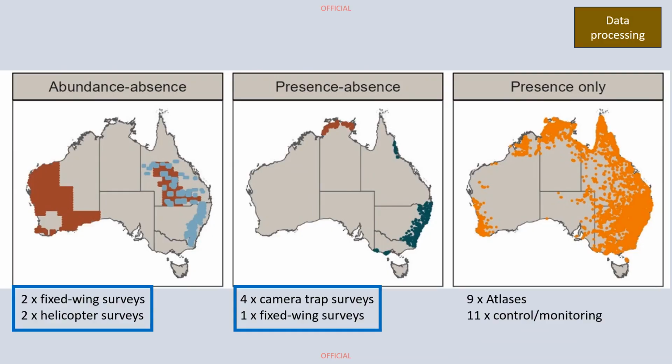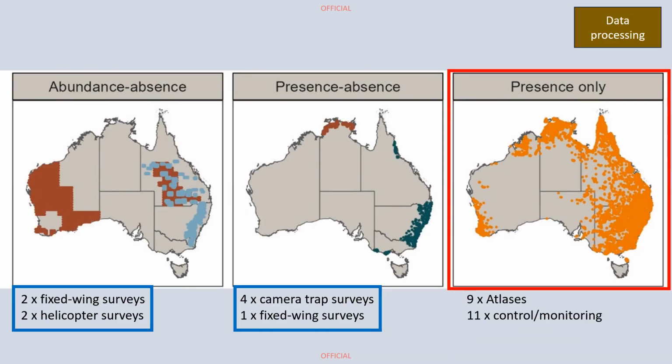Similarly, we've got camera trapping and more fixed wing aerial surveys in the presence absence. So that's just yes, no, the animal was seen at a given location. And then we've also got this presence only, which is the Atlas data that we're talking about. And it's important here to understand in an area where you're not seeing occurrences, is that because pigs aren't occurring or that observers aren't occurring? And I'll get back to that in a moment.